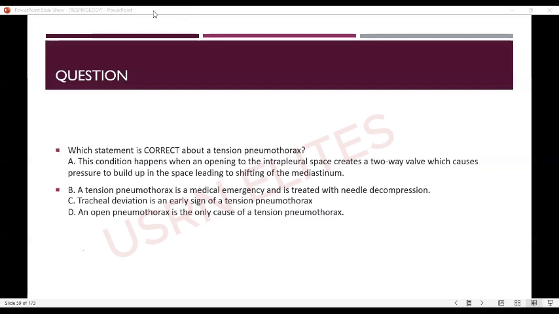Okay, Madam Mary, yes. Thank you very much. I will take the B. Tension pneumothorax is a medical emergency and is treated with needle decompression. Although the tracheal deviation is a sign of pneumothorax, I don't think it's the early sign. That's why I'm taking the B. It's always a medical emergency.